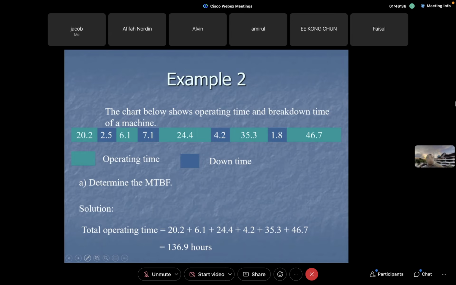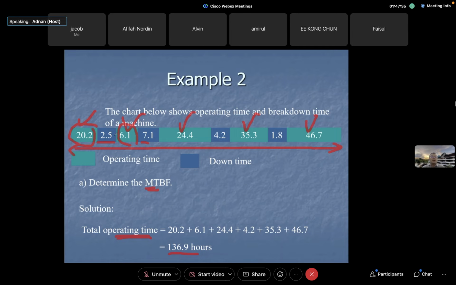We have another scenario. Let's say we have a chart showing operating time and breakdown time. You are doing a study on a machine. The machine runs for 22.2 hours, then it is down 2.5 hours, then you make a repair and it runs again, then down again, and then running again. During this period, you want to know the mean time between failure, which is the average time until a failure happens. How much is the operating time? The green color is the operating time, which is 136.9.